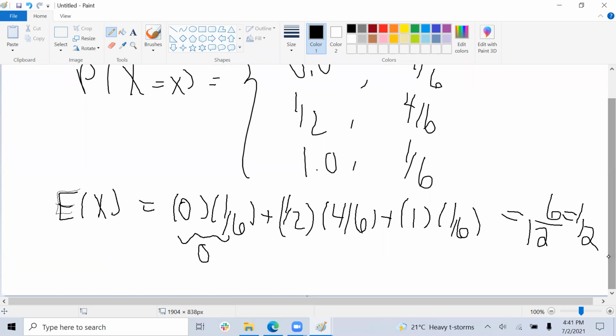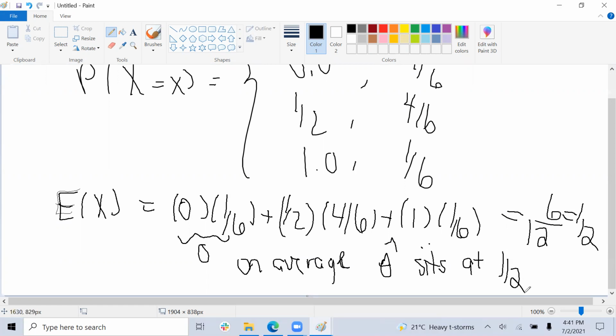So it's literally telling you that on average, theta hat sits at a half, which is good. How come? Because the actual population parameter is a half. This is not a coincidence, by the way. It's telling you that this particular estimator is unbiased, because on average, it peaks at the population parameter, which is where it's supposed to be.